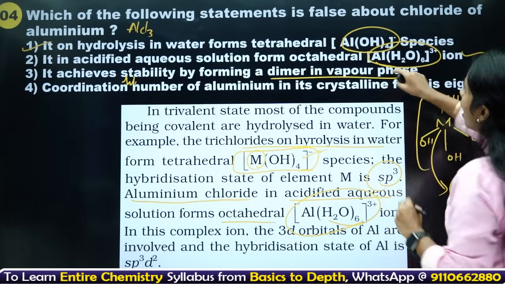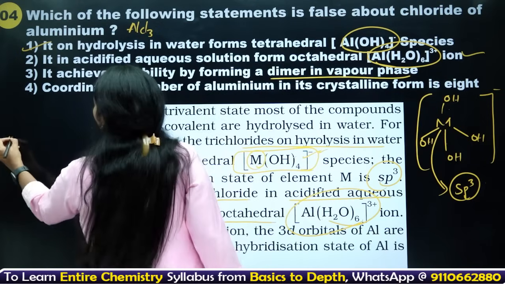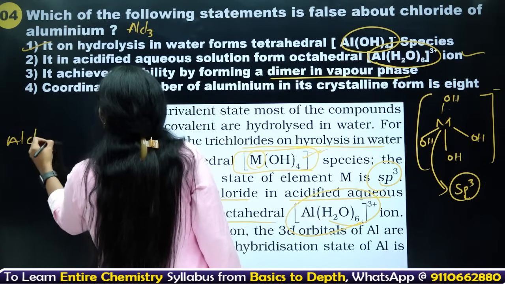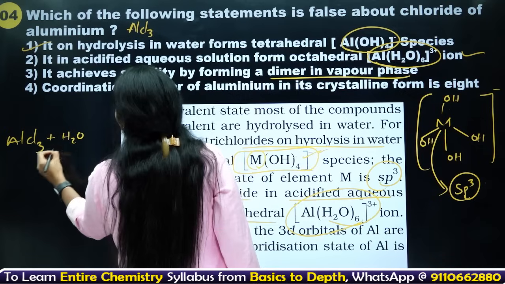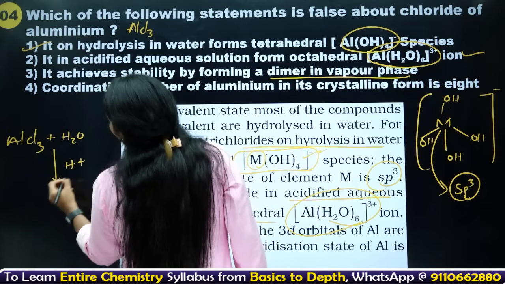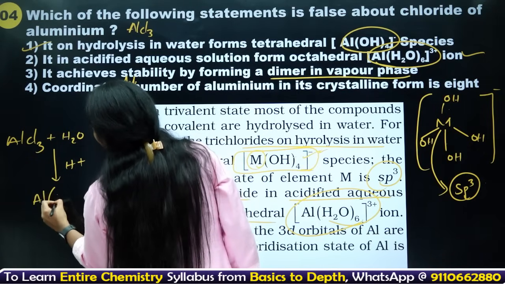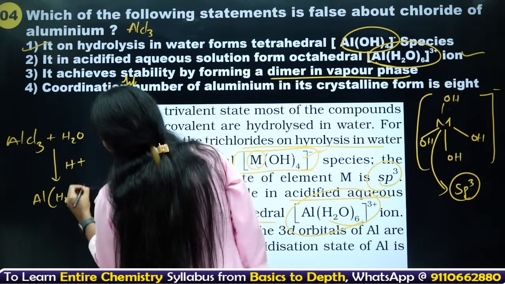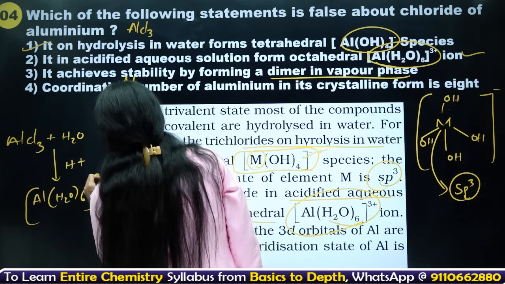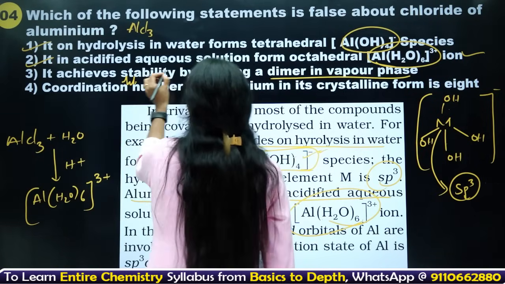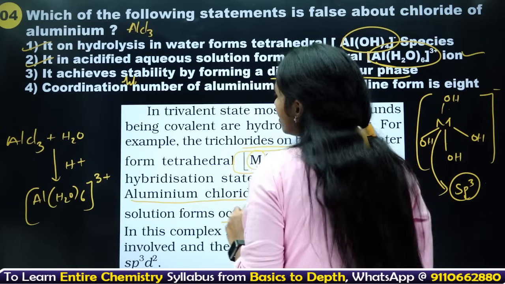AlCl3 in acidic medium undergoes hydrolysis like [Al(H2O)6]3+. Octahedral complex it will form. Correct option. It achieves stability by forming a dimer in vapor phase.